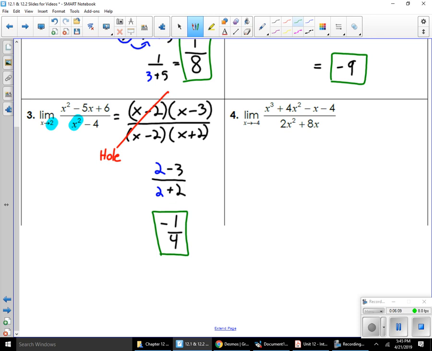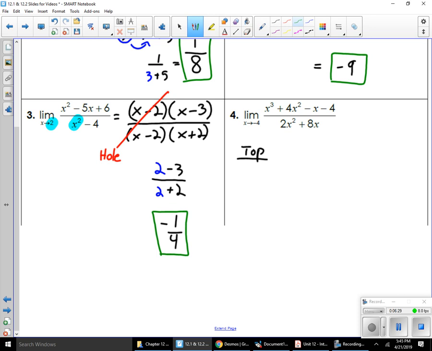Once we jump over to number 4, remember, not all of our factoring patterns are as easy as what two numbers multiply to 6 and add to negative 5. In number 4, that's a grouping problem. So taking a look at our numerator, x cubed plus 4x squared minus x minus 4, that's a grouping problem.